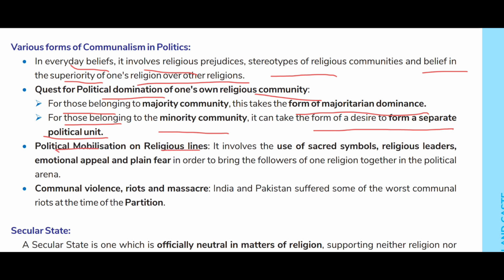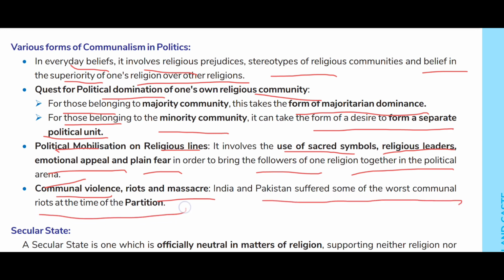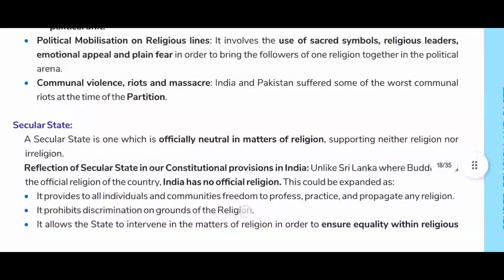Political mobilization on religious lines. It involves the use of sacred symbols, religious leaders, emotional appeal, and plain fear in order to bring the followers of one religion together in the political arena. Communal violence, riots, and massacre: India and Pakistan suffered some of the worst communal riots at the time of partition.